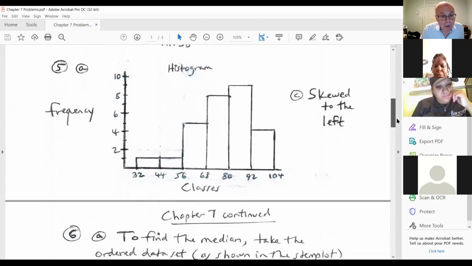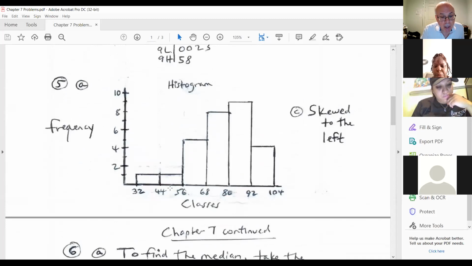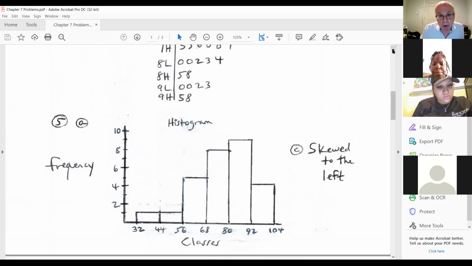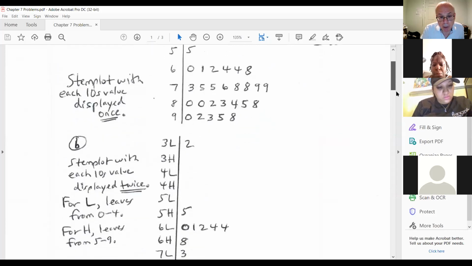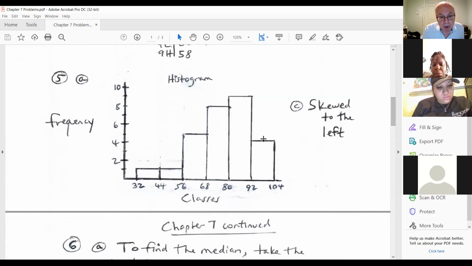All right. So along the x-axis, I've created these classes. Classes meaning they're groups. I created 6 groups, and each group is 12 units apart. They're from 32 to 44, from 44 to 56, and so forth. Now I created it so that every single value in the data set, and how many are there in this data set? There are 28. Sample size 28 test scores. We call that sample size, small n. And I classified each one of those test scores in one of these 6 intervals.